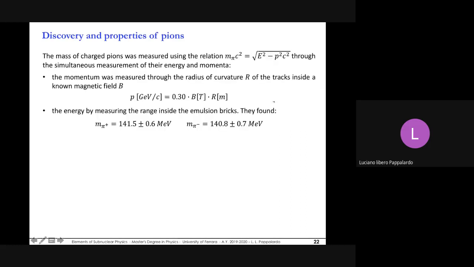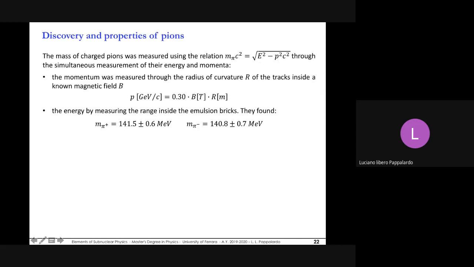So how did they measure the mass of the pion? Okay, so the mass of charged pion was measured using the relation, essentially the inverse of the relativistic relation between mass, momentum, and energy, okay? So they had to make a simultaneous measurement of the energy and the momentum.